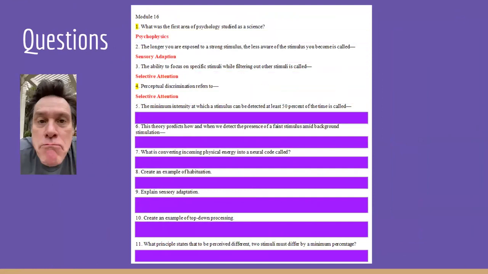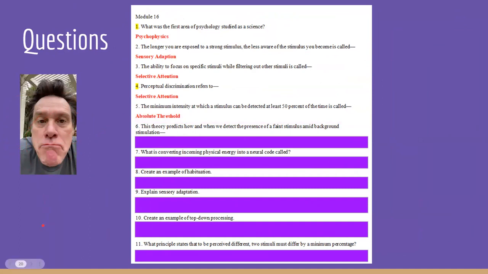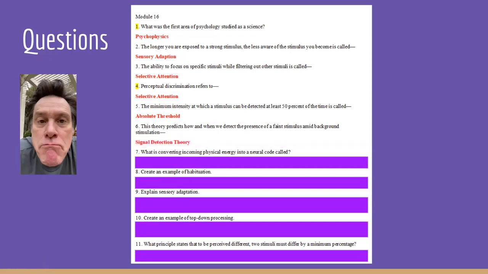Oh, minimum intensity at which a stimulus can be detected 50% of the time, absolute threshold. Remember that, like this picture, sometimes you noticed, sometimes you didn't. This theory predicts how and when we detect the presence of a faint stimulus amid background stimulation. Remember, signal detection theory. What is converting physical energy into a neural code? Oh, code.